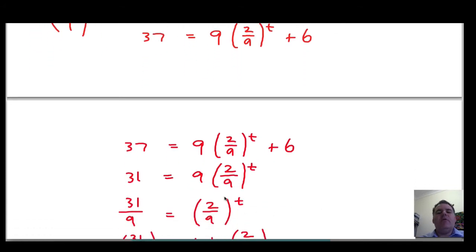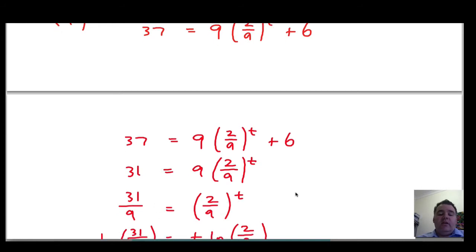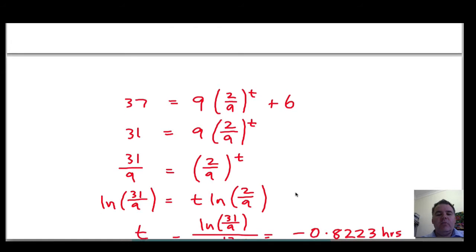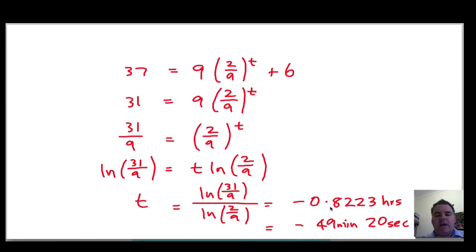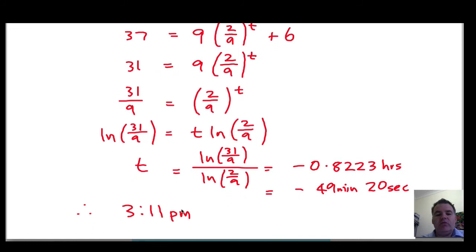Now, how do we go from here? We've got 2/9 to the power of t equals that. Once again, we're going to need logarithms. So natural log of both sides, the t comes down the front, divide by ln 2/9, and we get negative 0.8223 hours. Now if you convert that decimal into minutes and seconds, you get 49 minutes 20 seconds. The negative just means that it was before 4 p.m. So we're talking about 49 minutes 20 seconds before 4 p.m., which is 3:11 p.m.